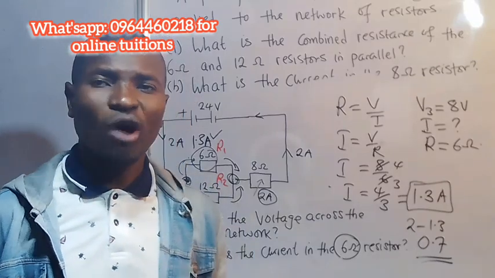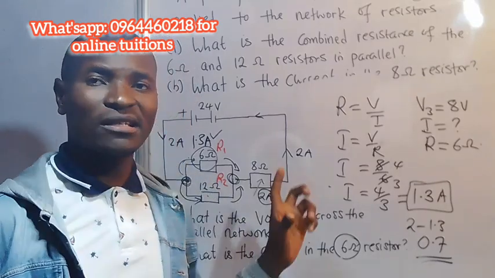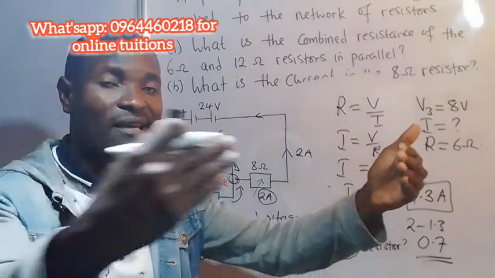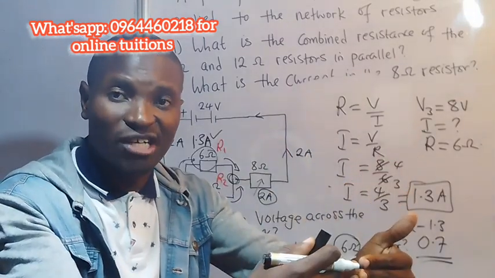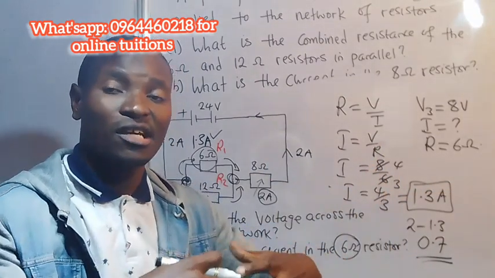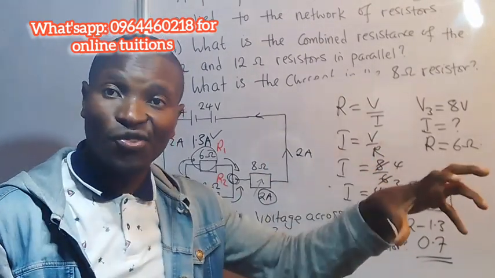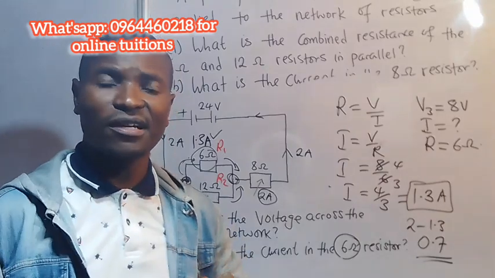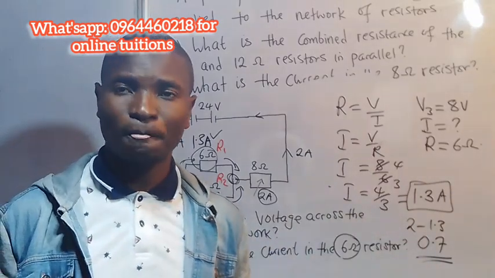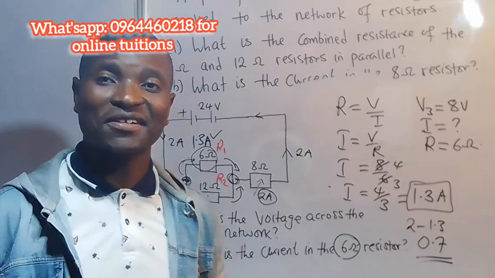So you have to think about this, okay? When the current goes in different ways, they have to meet at another junction. They are leaving now, they have to meet, so they have to recombine. So the 1.3 plus the 0.7 gets us back to the total current, which is 2 amps, and that's how you can go about answering this question.